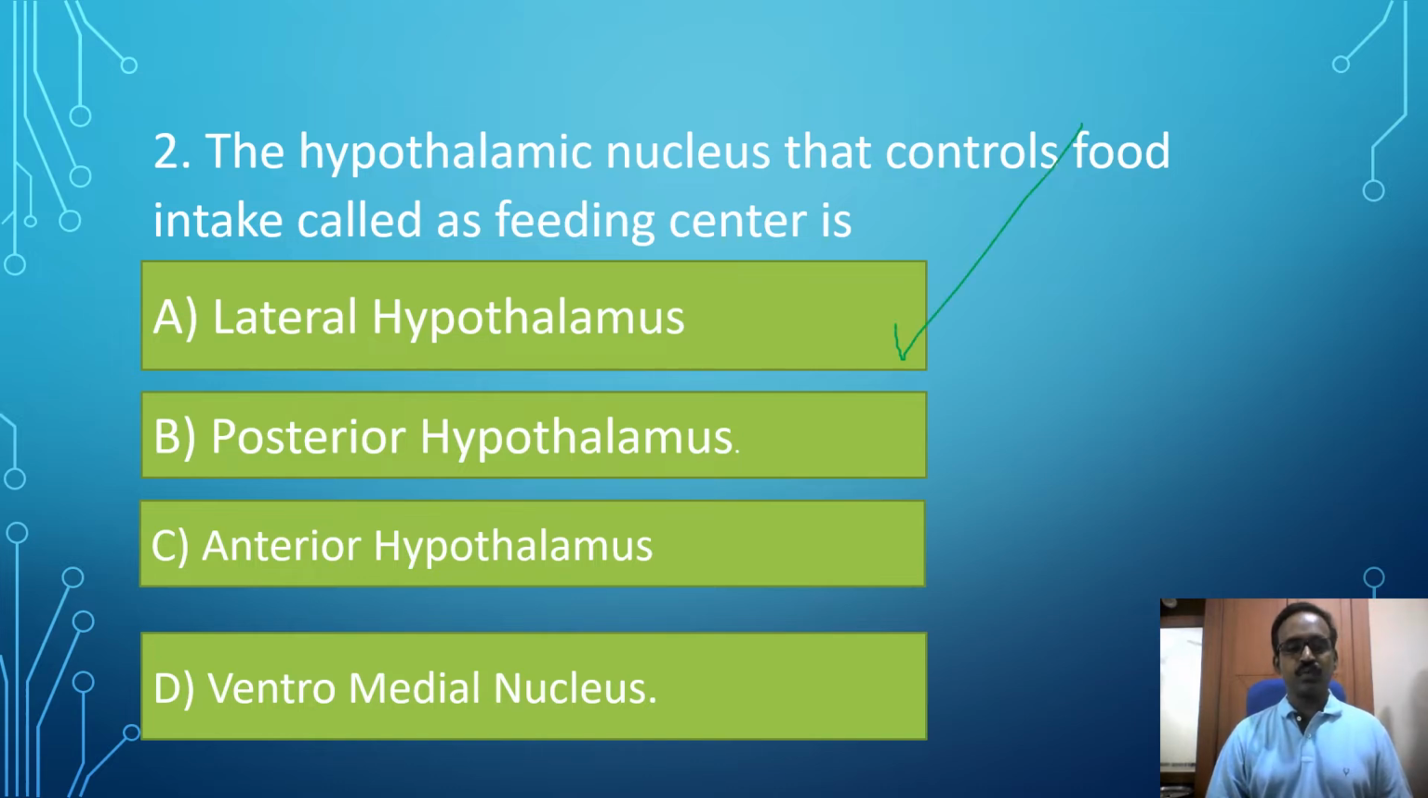The other options: posterior hypothalamus is the heat gain center for the temperature regulation. Anterior hypothalamus is the heat loss center for the temperature regulation. Option D is ventromedial nucleus. Ventromedial nucleus is the satiety center. Satiety means fulfillment or satisfaction after the food intake. So ventromedial nucleus is the satiety center.